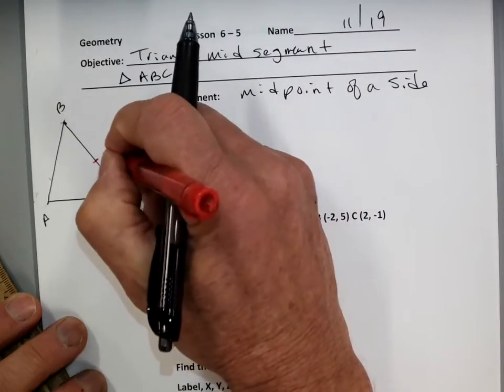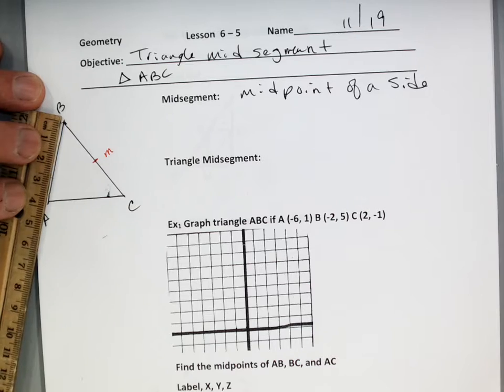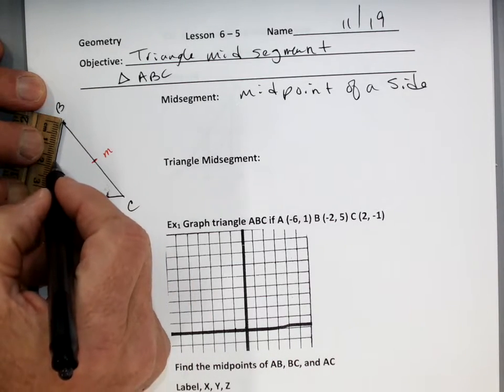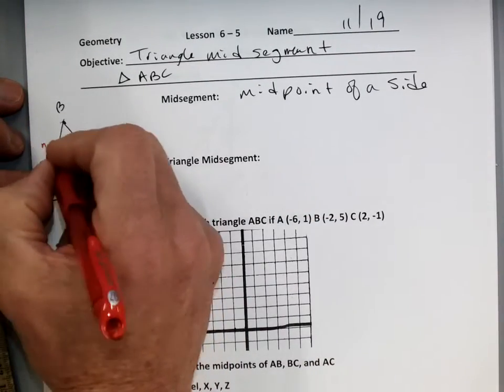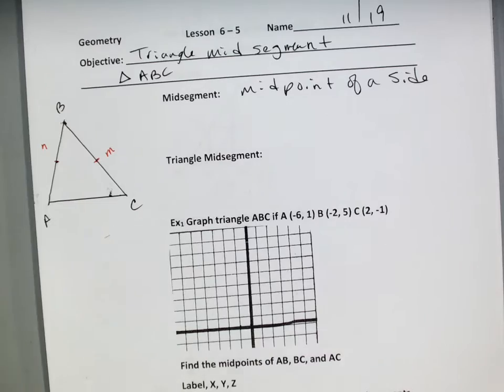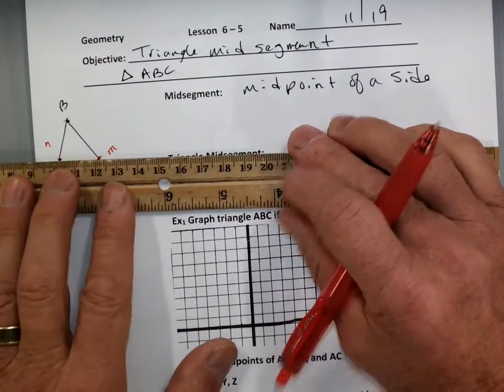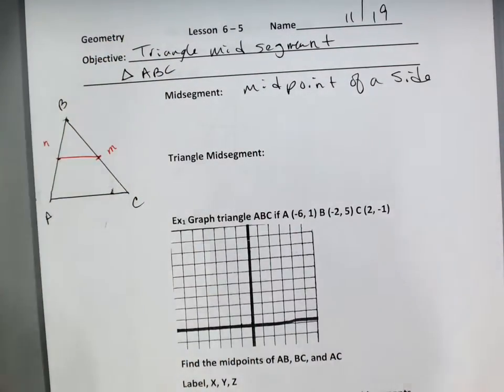Let's measure this side. That's about, I'm guessing, 3.6. Half is about 1.8, right about there. Let's call that midpoint N. So I've got two midpoints of two sides. Now the mid-segment is this line segment. There it is.